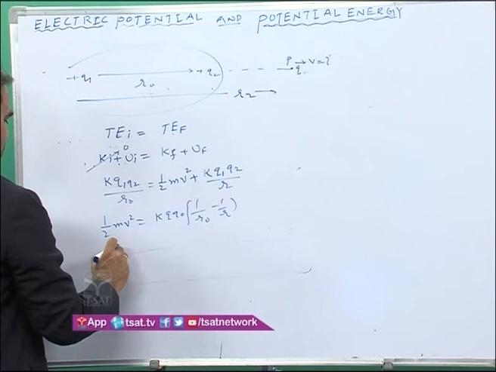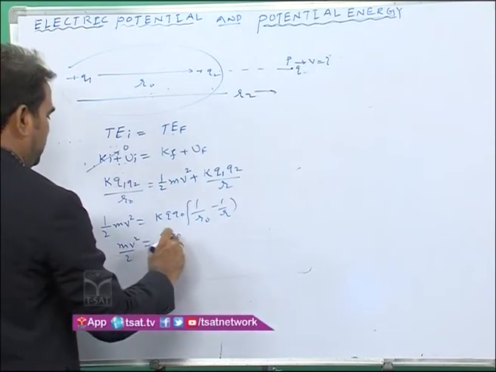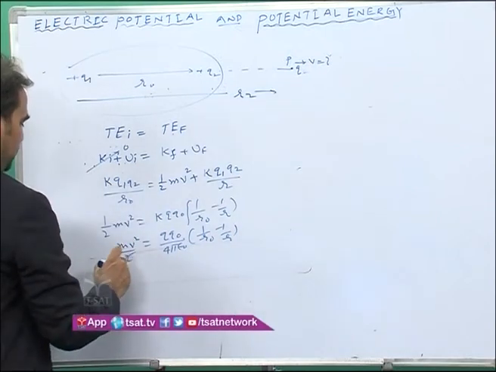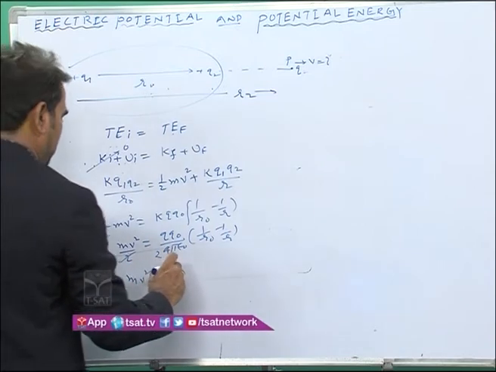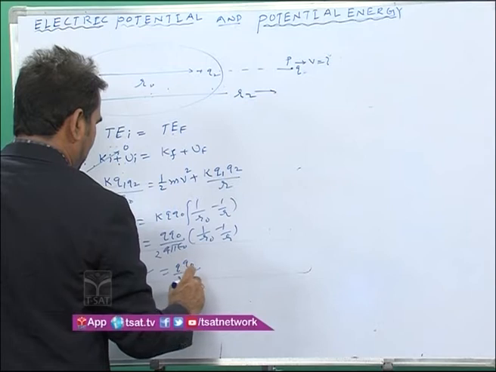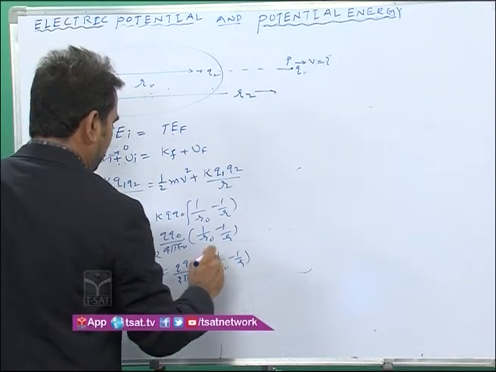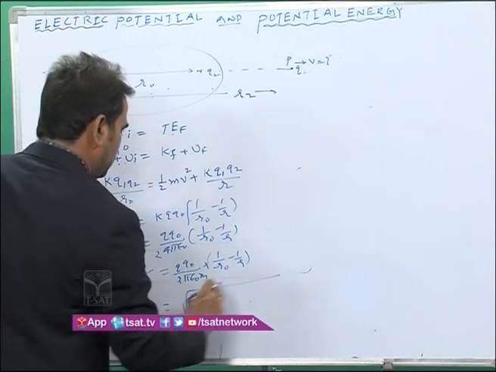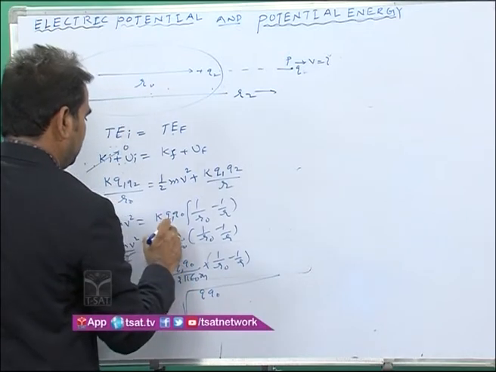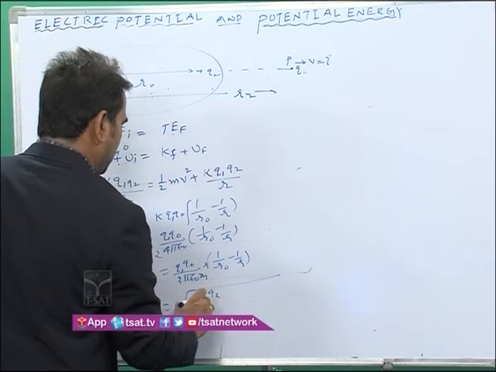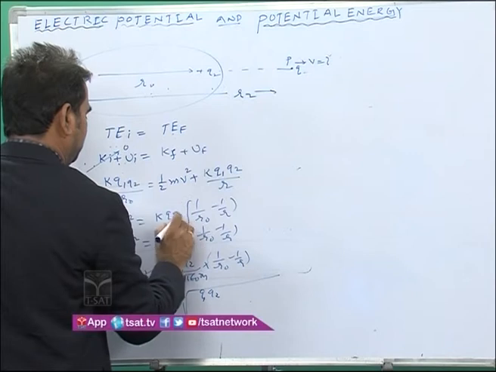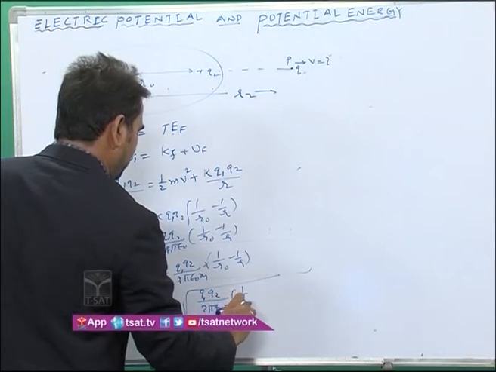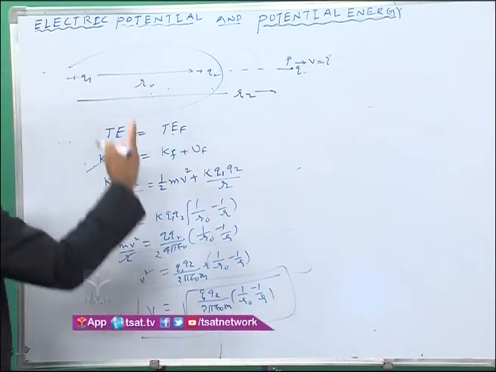Where the K value is already known, m v square upon 2 is equal to Q1 Q2 upon 4 pi epsilon naught into 1 by R naught minus 1 by R. On both sides the 2 gets cancelled, so m v square is equal to Q1 Q2 upon 2 pi epsilon naught into 1 by R naught minus 1 by R. Taking m to the other side, therefore V is equal to root over Q1 Q2 by 2 pi epsilon naught m into 1 by R naught minus 1 by R. So this is the final answer of this application.